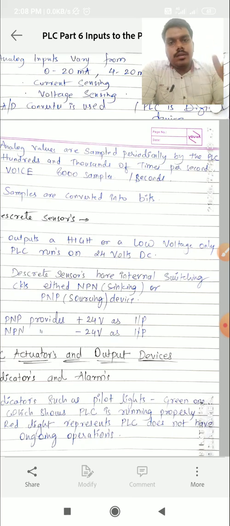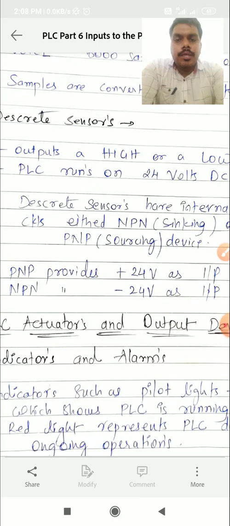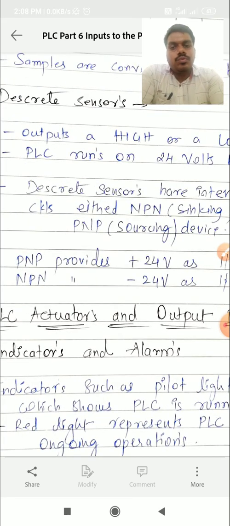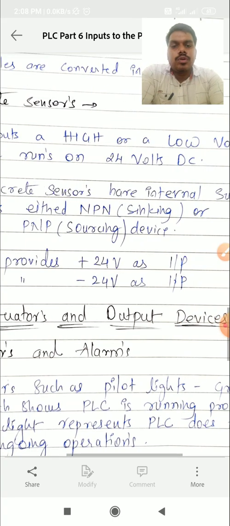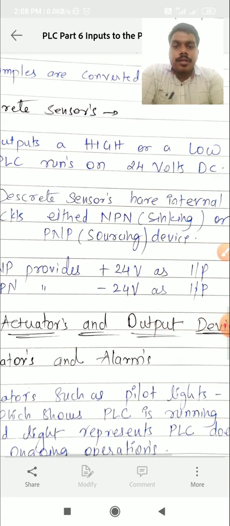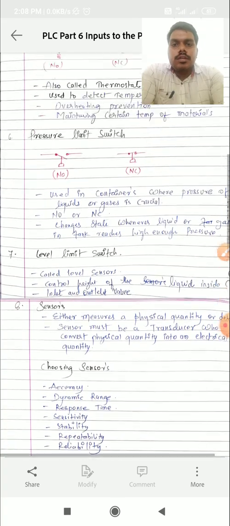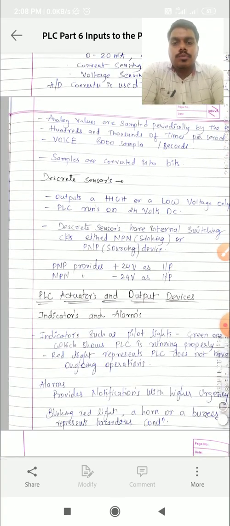If I am taking the PLC as a source, and from the PLC the data is given to the sensor, then the PLC will act as a source and the sensor will act as a sink. So it is denoted by NPN sinking. PNP provides +24 volt as an input, and NPN provides -24 volt as an input. So kindly check all these input devices.